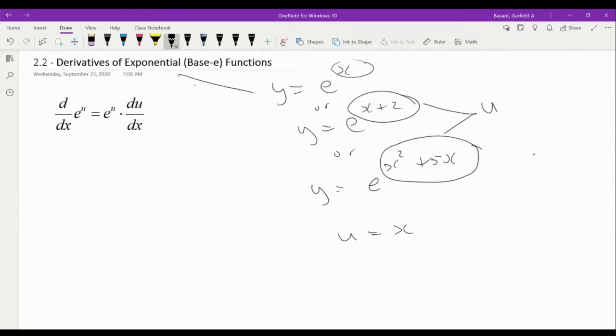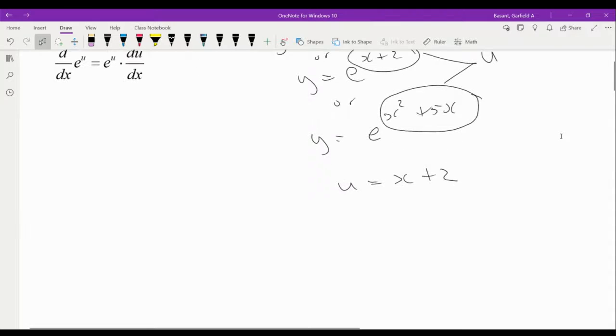So for u is equal to x plus 2, let's take the derivative of this. We're going to find du, not y, because this function doesn't have y. So when we take the derivative, it's going to be du by dx on the left side. What do we get on the right side? What's the derivative of x plus 2?